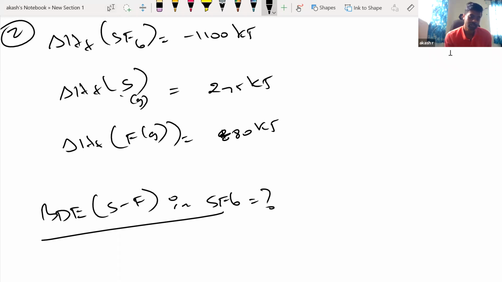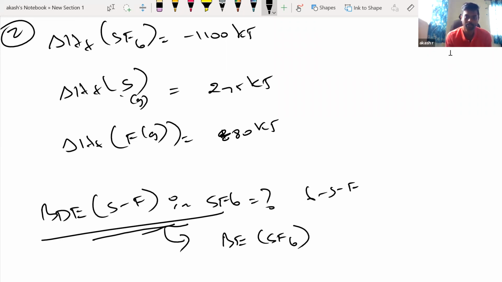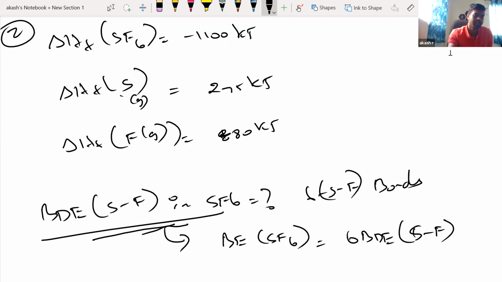So this is very similar to the previous question, I would say. If you write the reaction for this, you write the bond enthalpy reaction for SF6. Obviously, we have SF6, we have 6 SF bonds. So I'll be able to write bond enthalpy as 6 into the bond dissociation enthalpy of SF bonds.